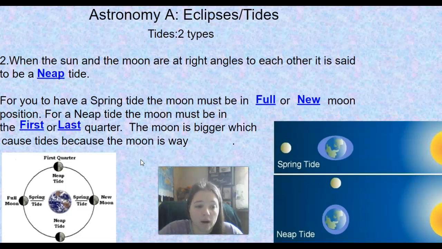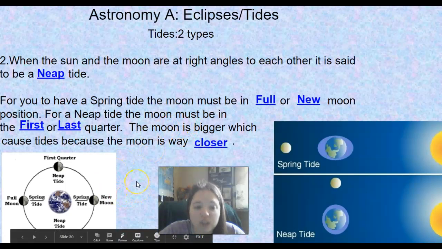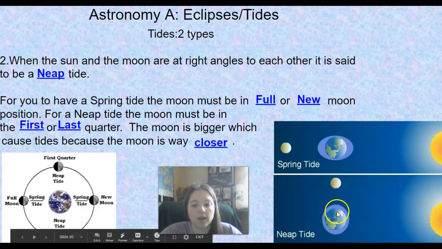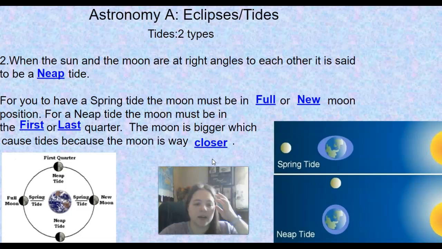The moon is bigger, which... that's not how it is, it's closer. Oh, this is so messed up. Okay, so the sun is definitely bigger. It has a bigger gravity than the moon, but the moon is closer, and that causes those tides to be much bigger, right? The sun always has an effect on us, and the moon causes bigger tides because the moon is way closer. It's not bigger. It's just closer. That's messed up. I've got to rewrite that at some point.